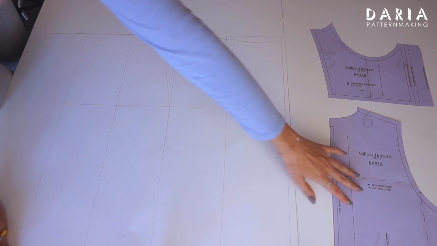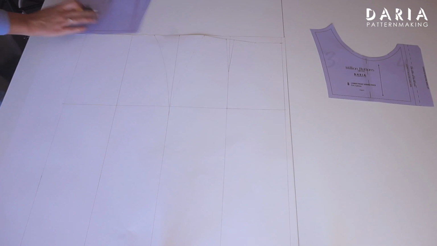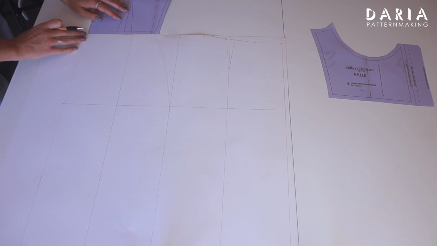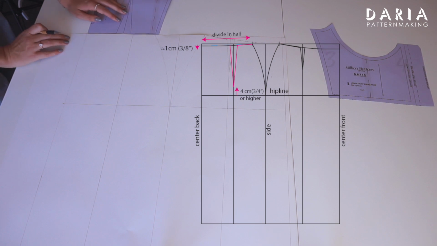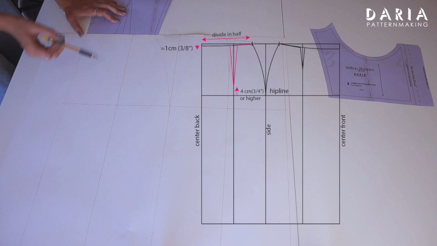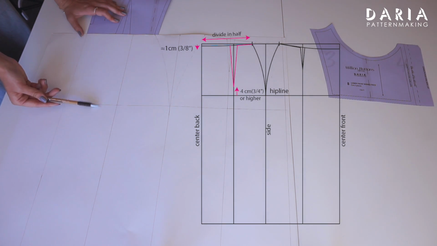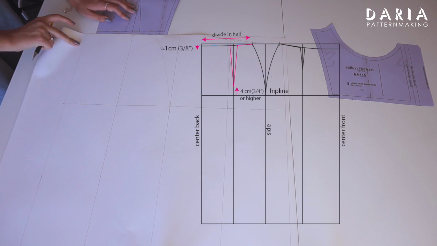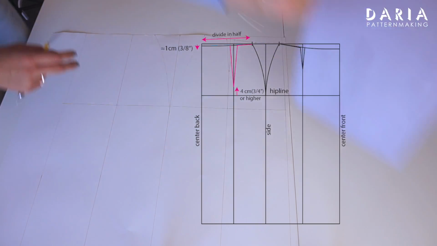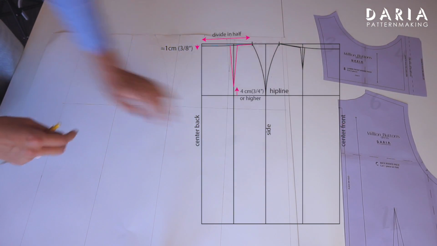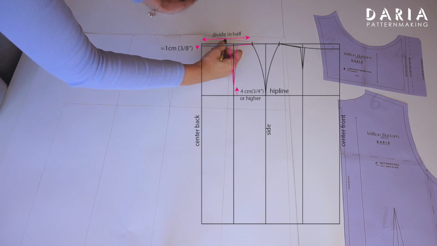We are doing all the same for the back piece. My back dart point is 4 centimeters above the hip line, which is quite average, but I don't suggest making it lower than that. According to the bodice piece, the dart width is 4 centimeters. If you're drafting the skirt independently from the bodice, I suggest you stick to that width as well.